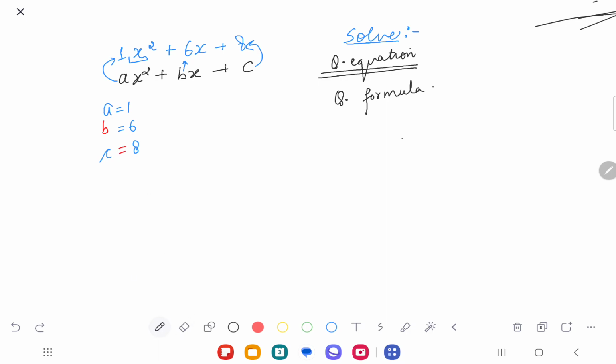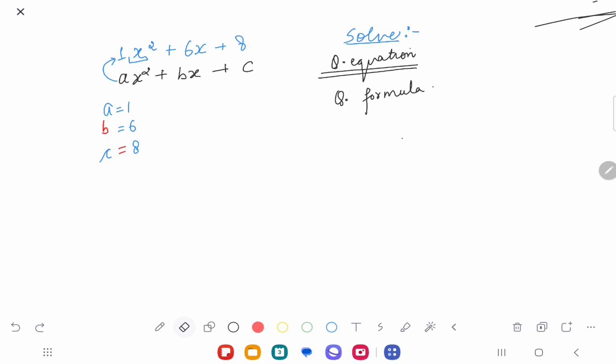Understood or not? And now when I've recognized that, what is b? B is the coefficient of x, right? And what is a? It is the coefficient of x squared. And what is 8? It is the constant c. Understood or not?